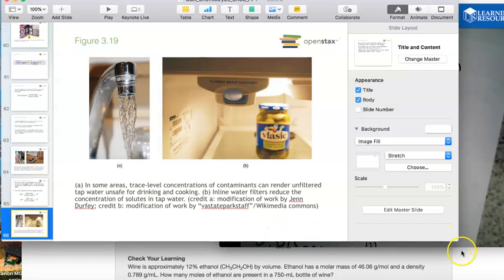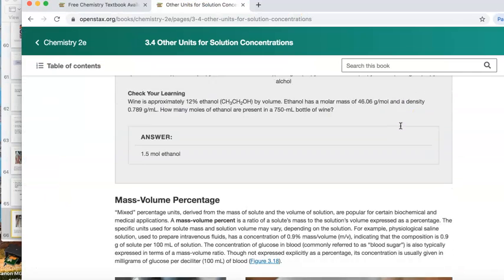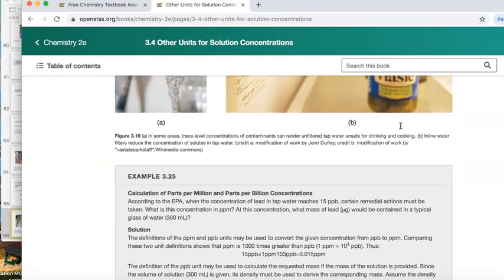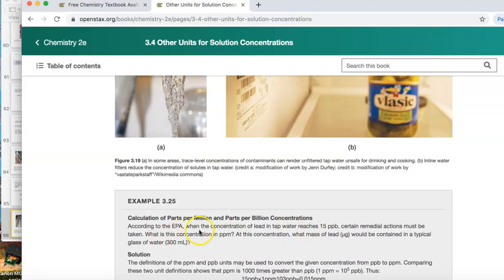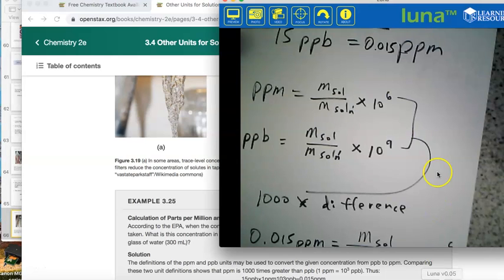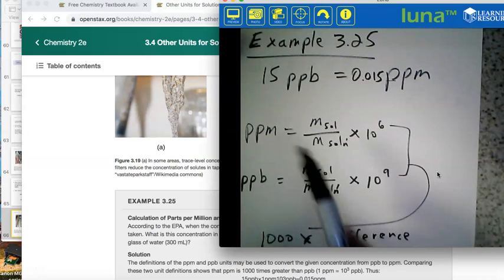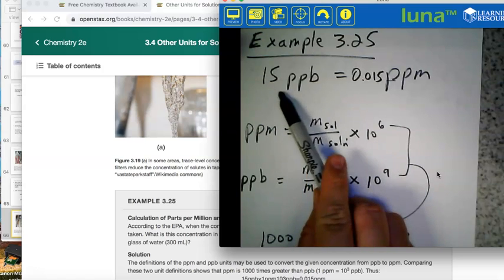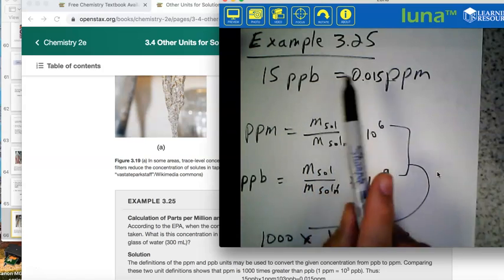All right, so we have one more calculation for Chapter 3, and that's example 3.25. It says, according to the EPA, when the concentration of lead in tap water reaches 15 parts per billion, certain remedial actions must be taken. What is the concentration in parts per million? If we compare the two formulas, like we just saw earlier, if the EPA's value for lead can exceed 15 parts per billion, what is it in parts per million?